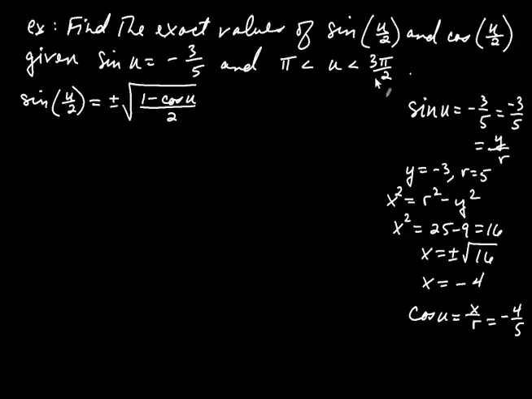If u lies between these angles, then isn't it true that if I divide all of these by 2, I divide the left by 2, I divide the middle by 2, and then if I divide this by 2, I get 3 pi over 4. Now what that means is that if u is between pi and 3 pi over 2, u over 2 is between pi over 2 and 3 pi over 4. And that puts us in quadrant 2.